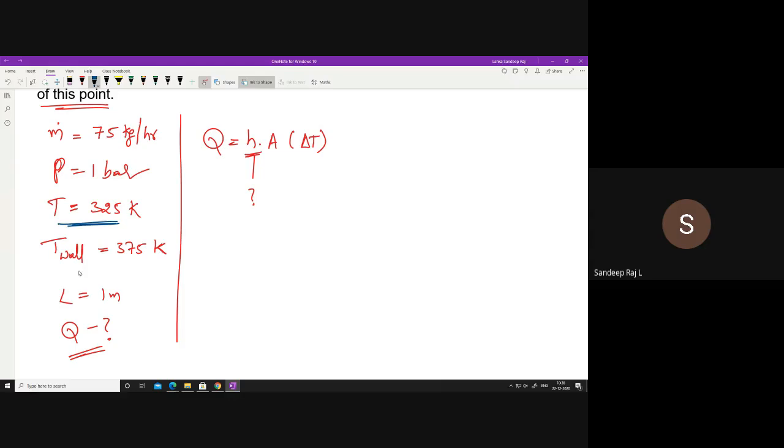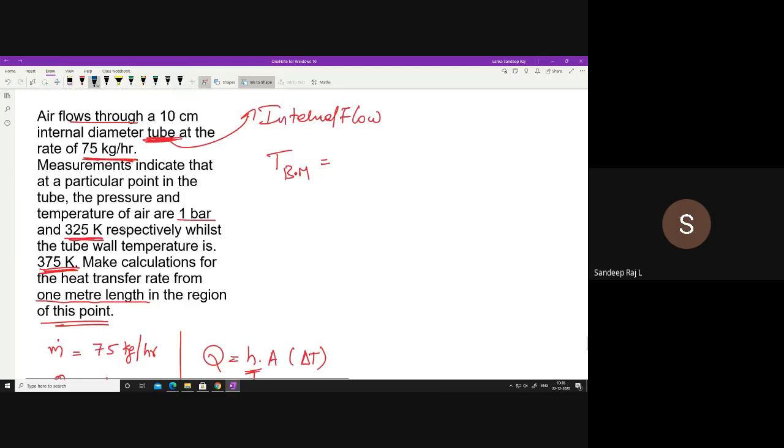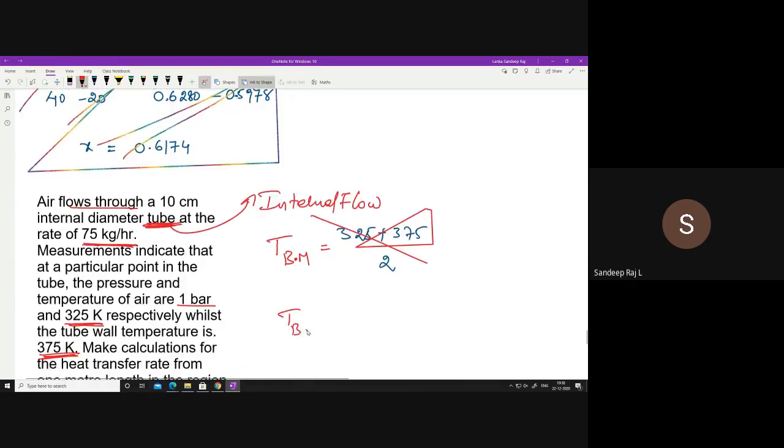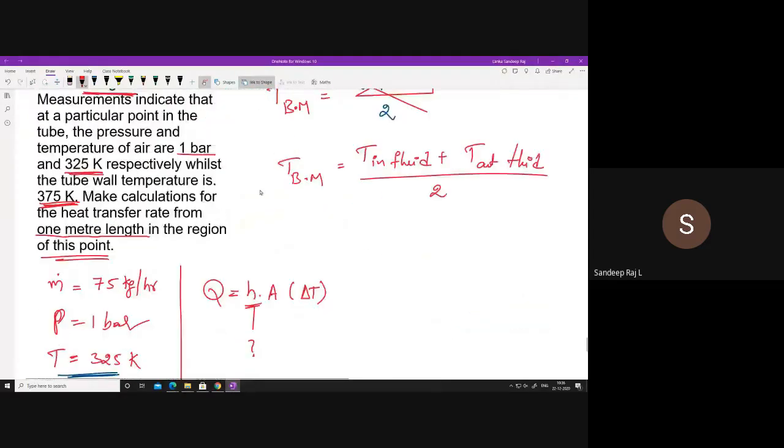See, most of the times while this kind of thing is given to you, most of the students will take the average of these two, that is 325 plus 375 by 2. This is absolutely wrong. Because in T bulk mean, the formula is for the fluid only: temperature of inlet fluid plus temperature of outlet fluid. In bulk mean temperature, you are interested only in the fluid temperature.